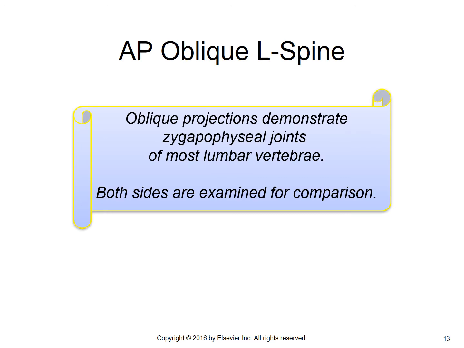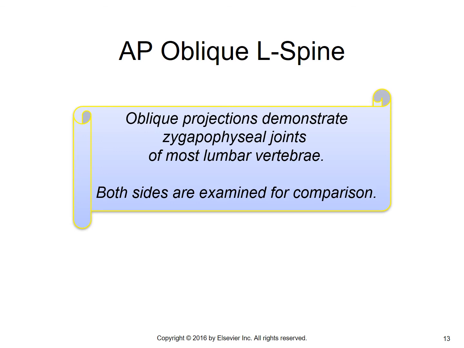If we move on to the obliques, obliques of the lumbar spine are done to demonstrate what are called the zygapophyseal joints. Now remember from the anatomy section, your zygapophyseal joints are those small joints between the inferior articular process of the vertebra above and the superior articular process of the vertebra below.